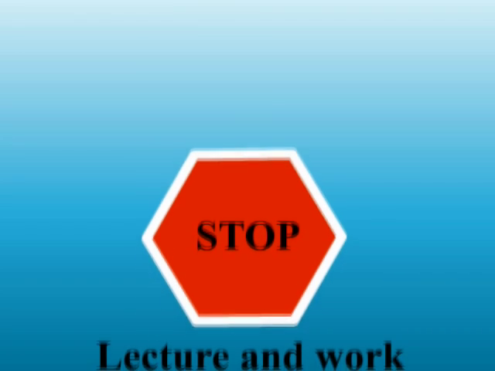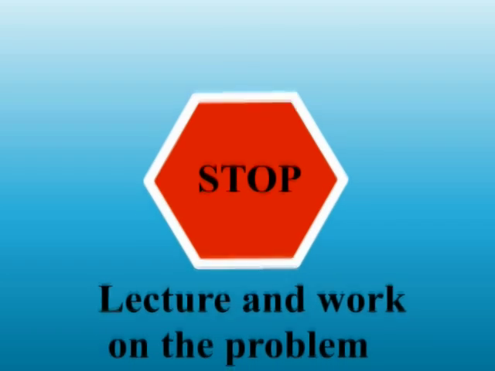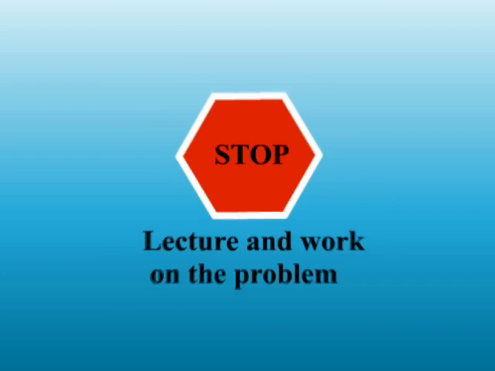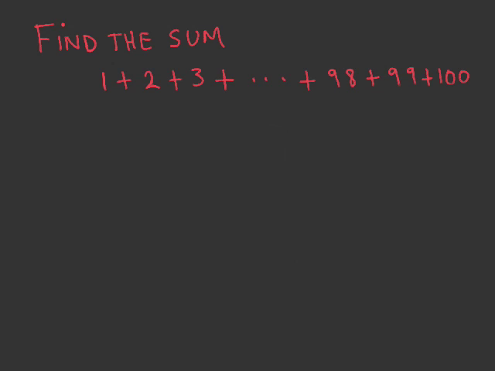Stop the lecture and try finding the sum of the first 100 natural numbers. That is, find the value of 1 plus 2 plus 3 plus up to 100. If you have tried for 15 or 30 minutes and you do not come up with an answer, then come back here and see how Gauss solved the problem.